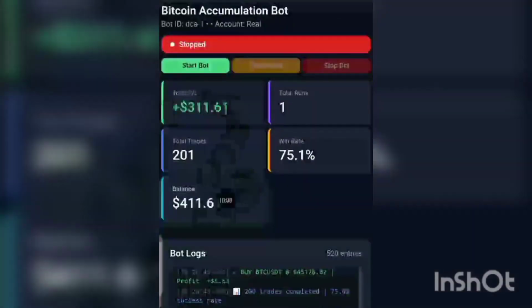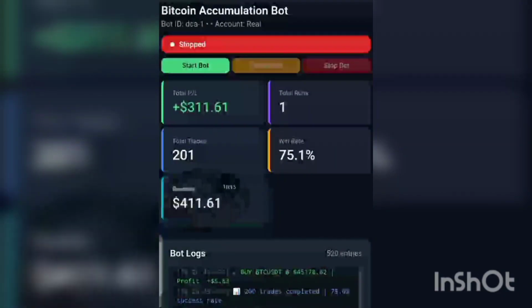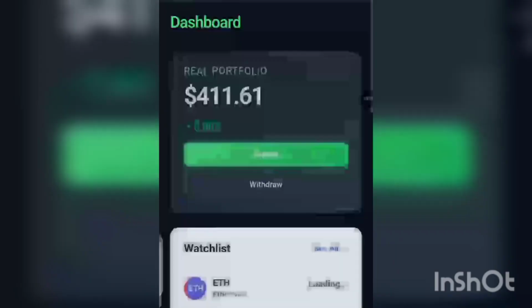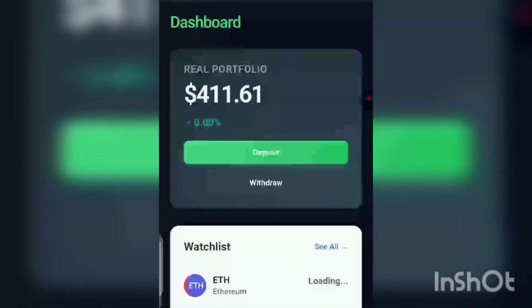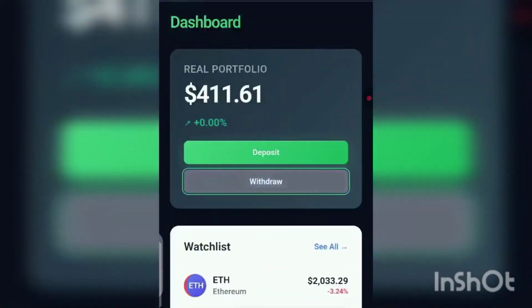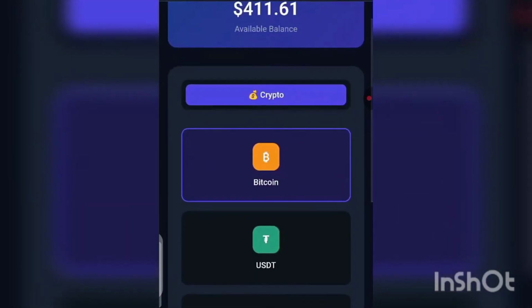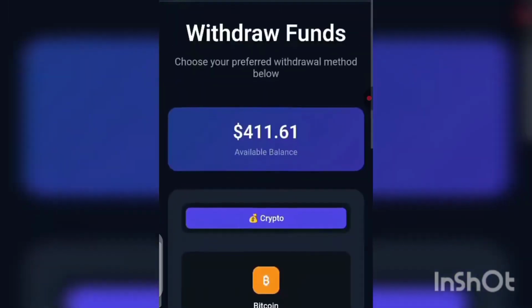But plus our capital, you can see it added plus our capital here. So plus our capital, we have 411, because it's going to add up your capital after making profit. So this is very, very amazing. Now what we are going to be doing right now is to make a withdrawal into our Binance. So the next thing, I'm going to be clicking withdraw, and to my USDT TRC20.